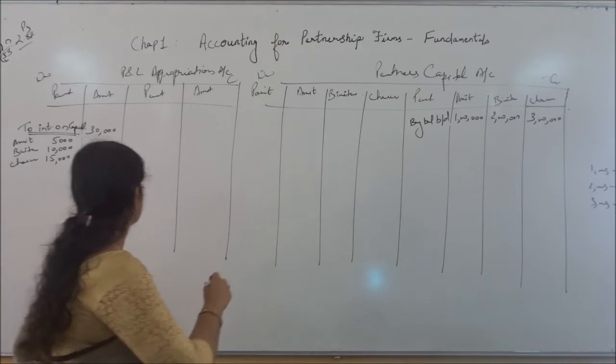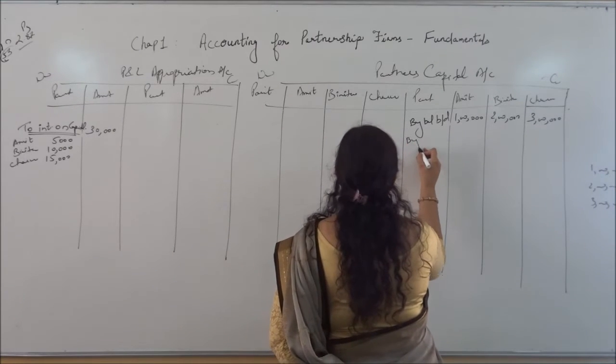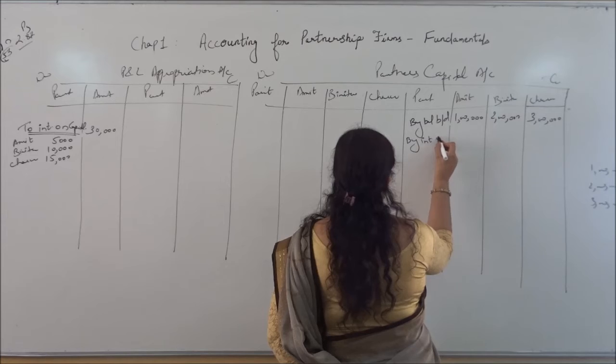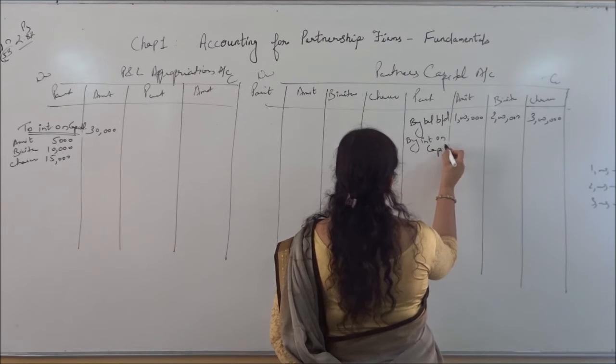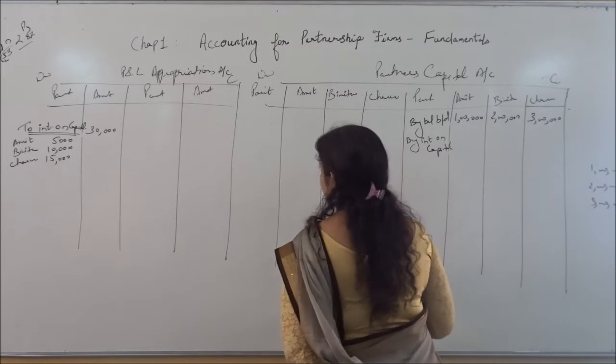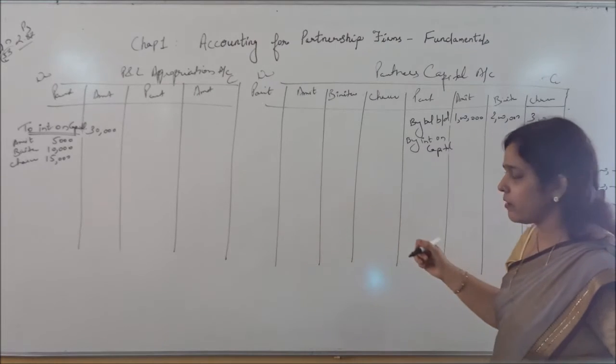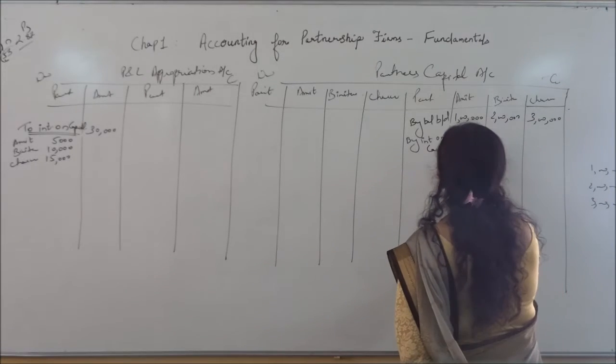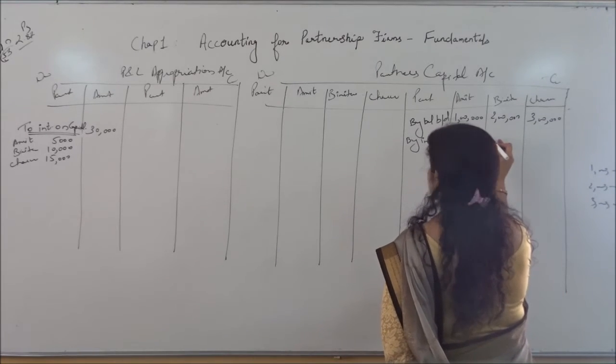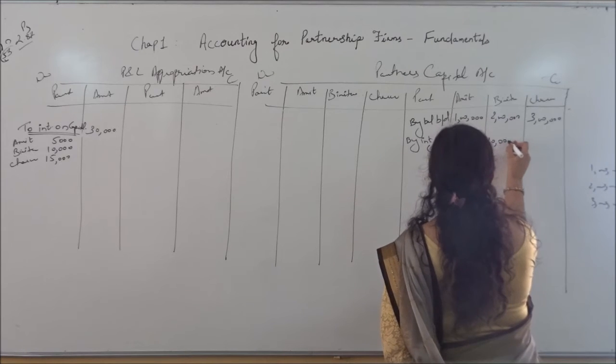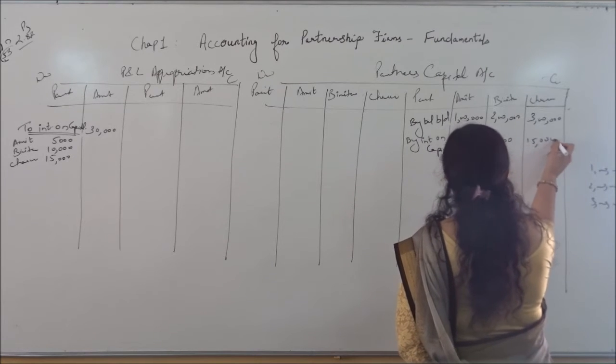Right. Similarly, you can transfer at the same time here also, the interest on capital. If you do it like this, you will not forget any item, because we are transferring side by side here also. 5,000, 10,000 and 15,000, like this.